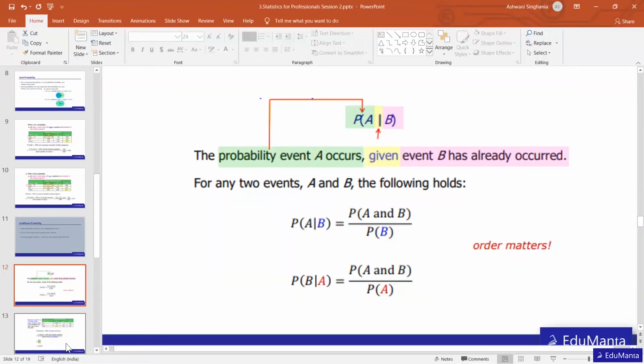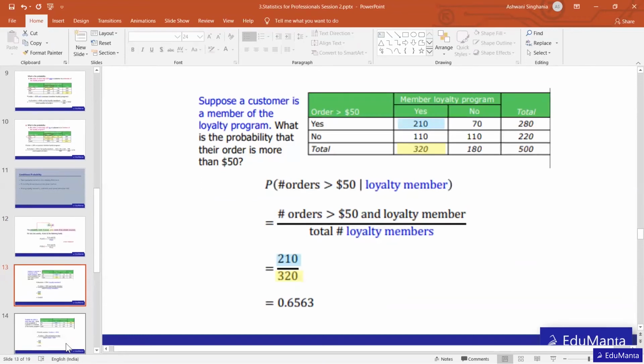Let's see the example. Suppose a customer is a member of the loyalty program. What is the probability that the order is more than $50? Here, what has already happened? Suppose the keyword which we discussed earlier: a customer is a member of the loyalty program. So we are considering those people who are already members of the loyalty program and then they are ordering more than $50. We need to find that out.